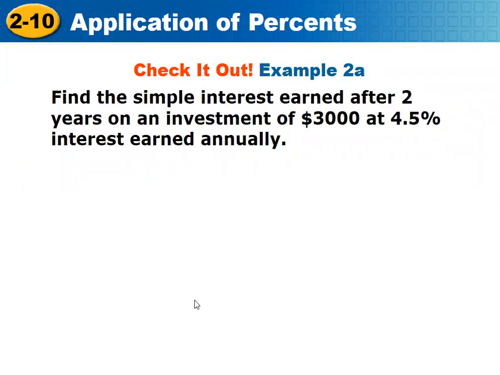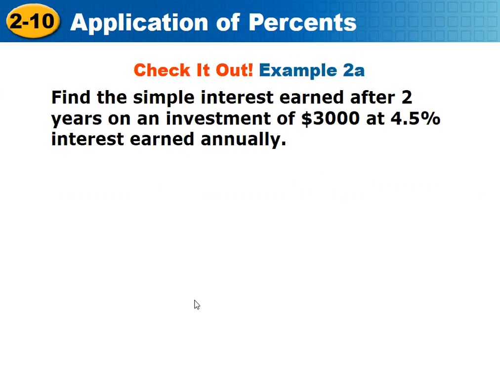Could you please answer this question by yourself? Find the simple interest earned after 2 years on an investment of 3,000 at 4.5% interest earned annually. Take your time now. Try to write your information. It's self-assessment now. Find the simple interest. Okay, so it's looking for I.